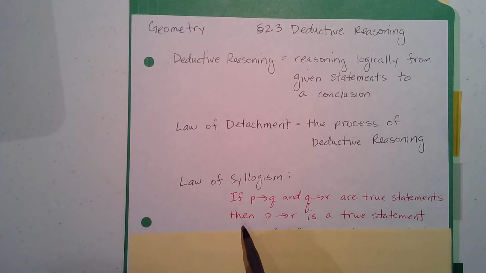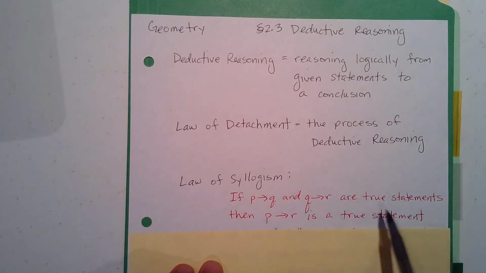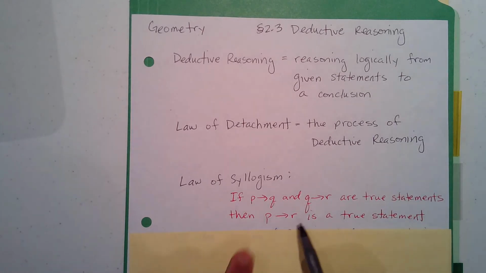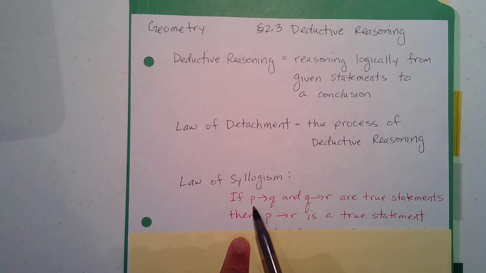Law of syllogism states if P then Q and Q then R are true statements, then P then R is a true statement. So what you have to pay attention to here is make sure they're true statements, and we could use the law of syllogism. If you notice, the conclusion here is Q and the hypothesis here is Q.